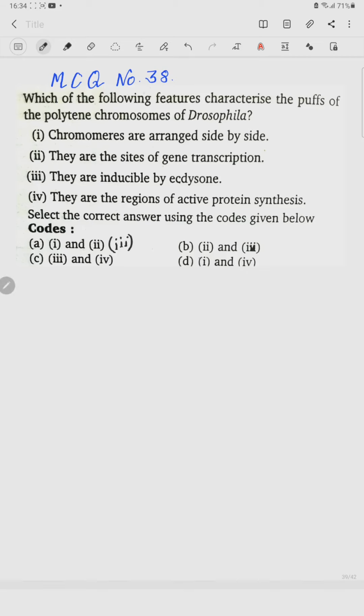MCQ question number 38 is present on the screen. Which of the following features characterize the puffs of the polytene chromosomes of Drosophila? Chromomeres are arranged side by side. They are the sites of gene transcription. They are inducible by ecdysone. They are the regions of active protein synthesis. Select the correct answer using the codes given below.